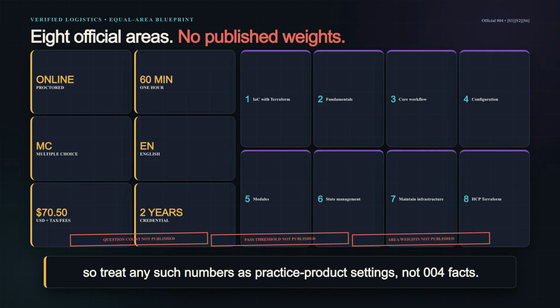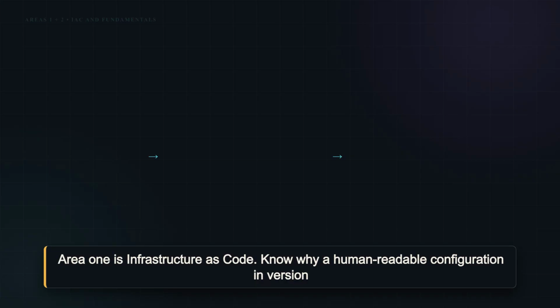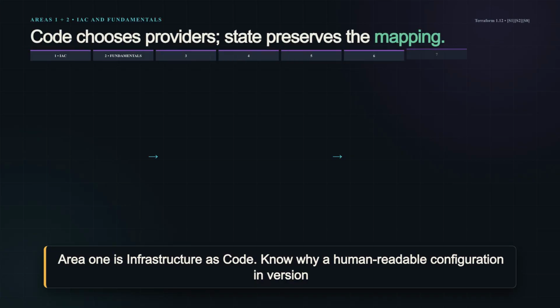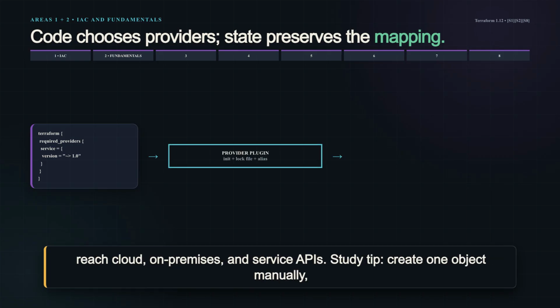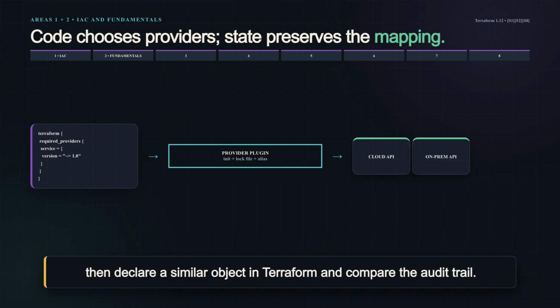Area 1 is infrastructure as code. Know why a human-readable configuration and version control makes change reproducible and reviewable, and how providers let one Terraform workflow reach cloud, on-premises, and service APIs. Study tip: create one object manually, then declare a similar object in Terraform and compare the audit trail.